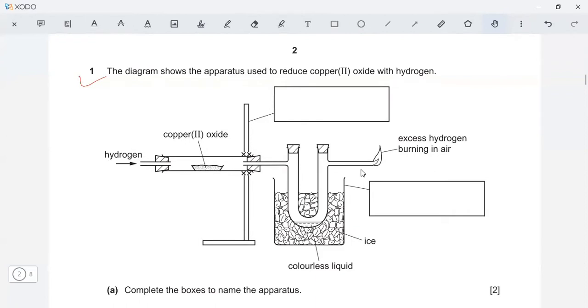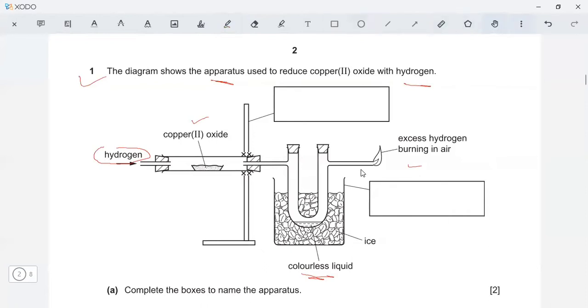The diagram shows the apparatus used to reduce copper oxide with hydrogen. So here you can see hydrogen gas is passed and it is being reacted with copper oxide. Of course the steam is going to be produced, and then in the diagram a colorless liquid is produced here, surrounded by ice, and then the excess hydrogen is burning in air. So this is the experimental diagram setup given.